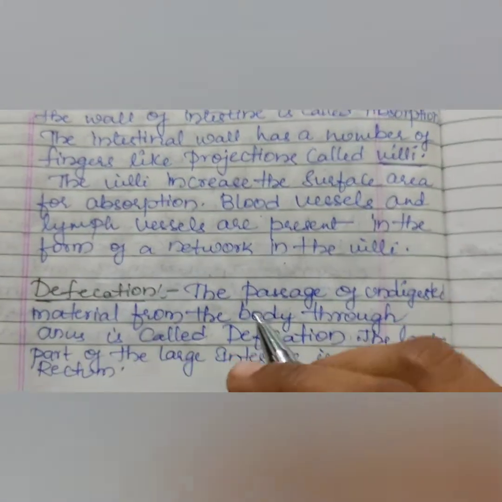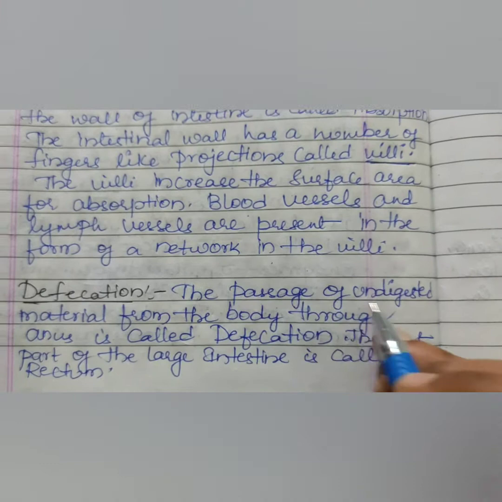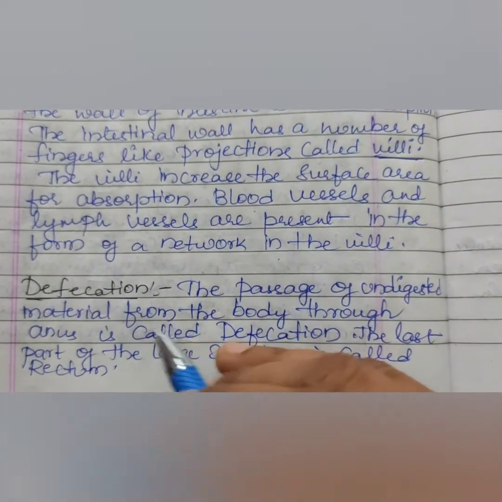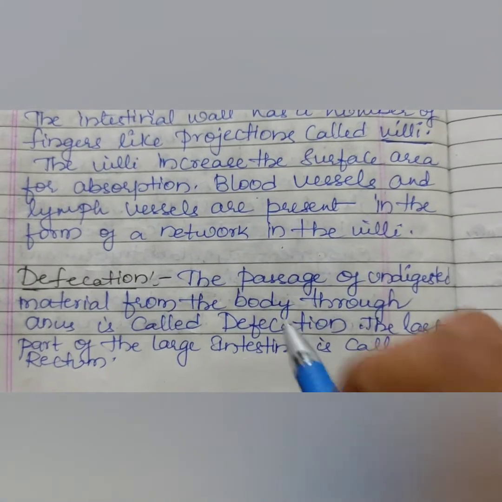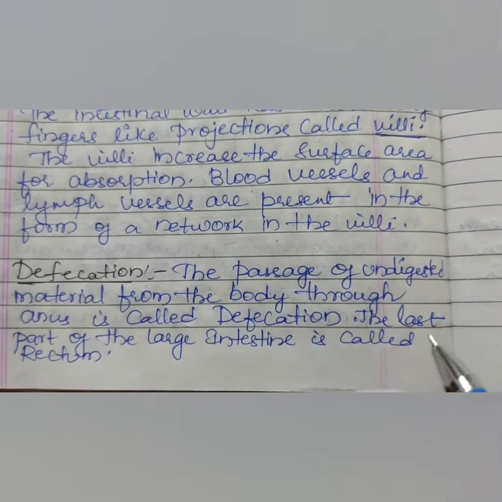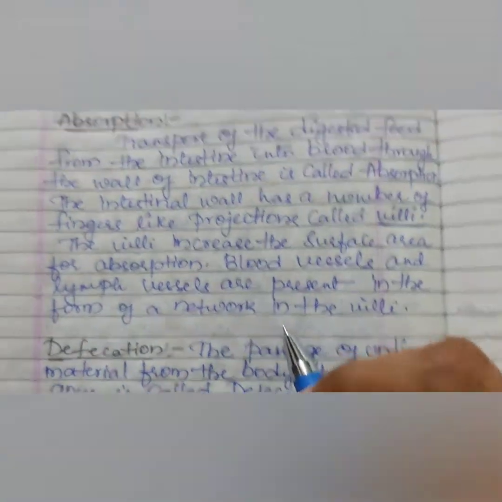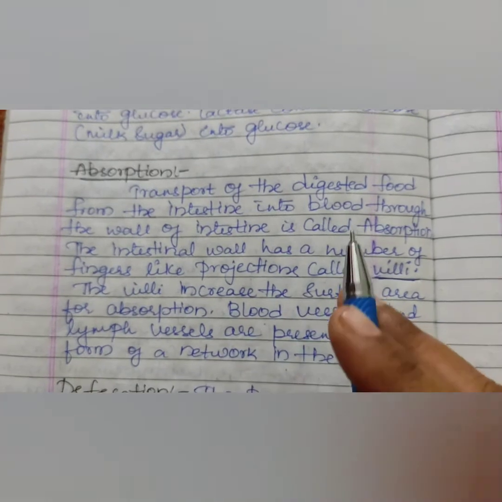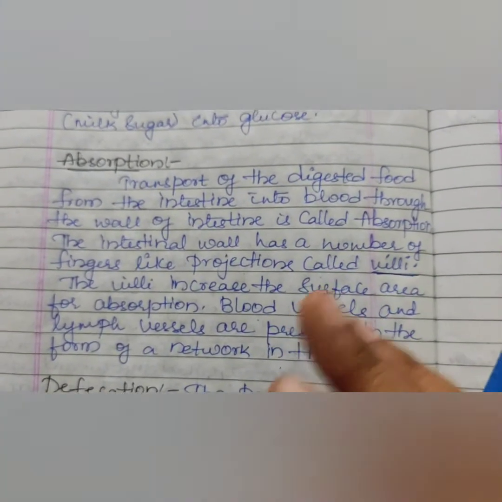Next step, last step is the defecation. The passage of undigested material from the body through the anus is called defecation. The last part of the large intestine is called the rectum. Yes, these are the different steps in the digestion, absorption and defecation of the food which we have taken.